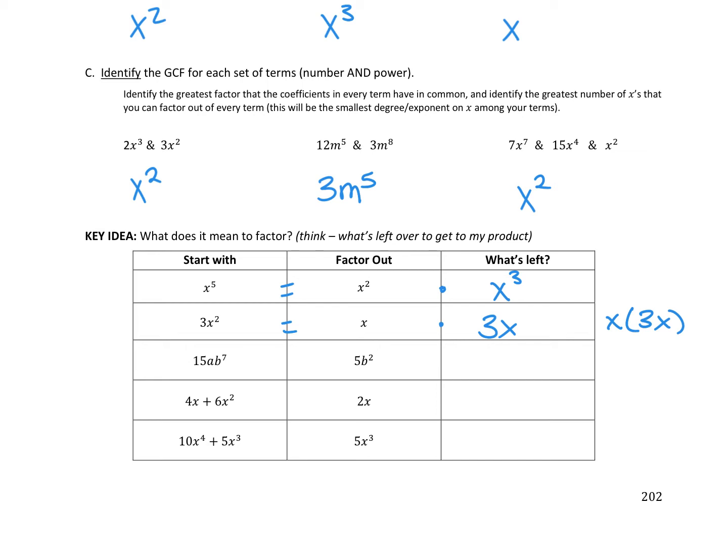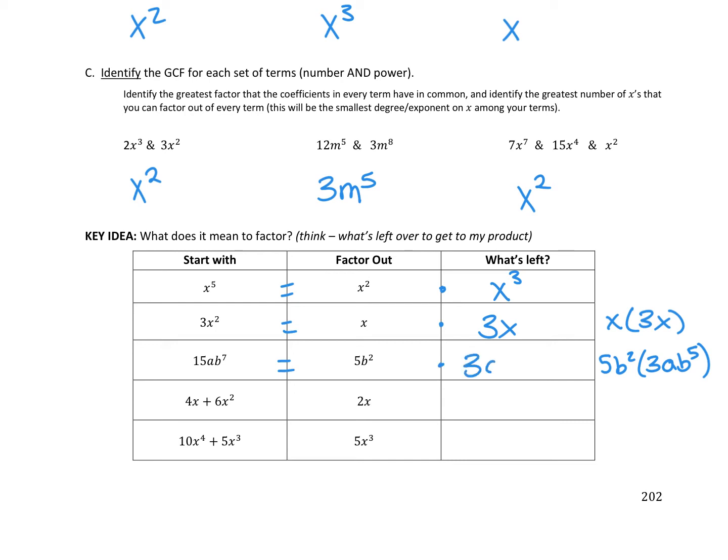If we were factoring out a 5b squared from 15ab to the seventh, I know I need a factor of 3, I know I need a factor of a, and I know that I need 5 more factors of b in order to get back to our original answer.